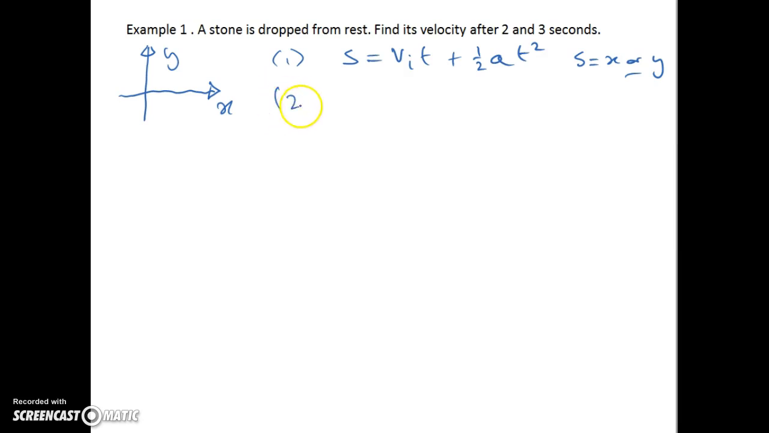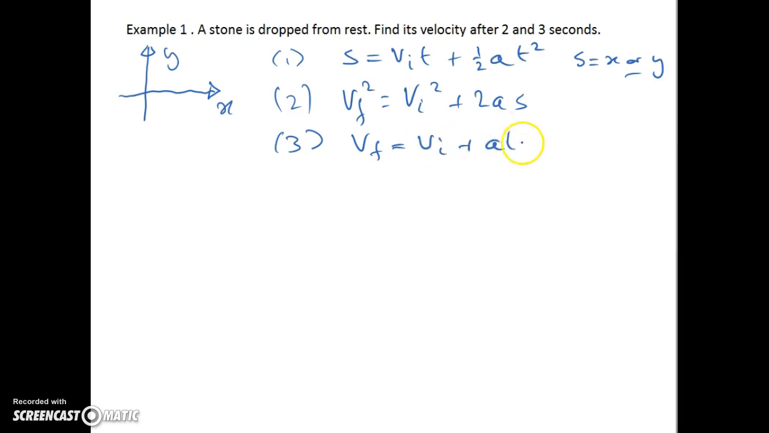The second independent equation we know is that the final velocity squared is equal to the initial velocity squared plus 2 times the acceleration times the distance, where again distance is x or y. And the last independent equation that we know is that the final velocity is equal to the initial velocity plus the acceleration times time.